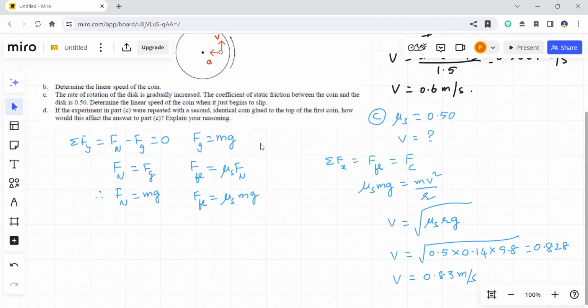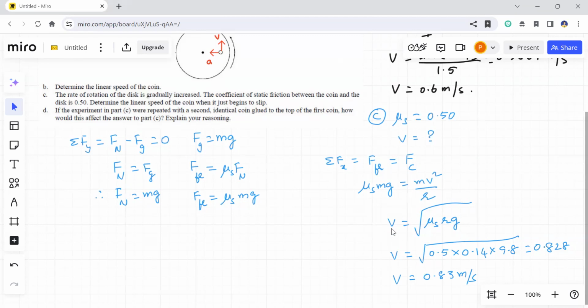Next part. He is saying that in the next experiment, an identical coin is glued to the first coin and the experiment is repeated. He is asking whether the value of v changes. No, it will not change. Why? Because the equation does not contain m.